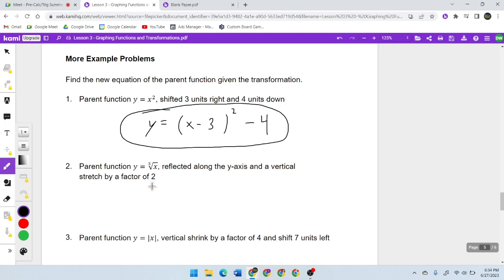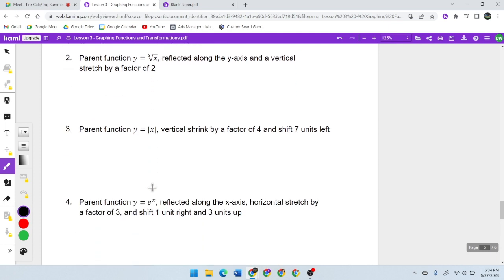Next one, the parent function is the cube root of x, and we want it reflected along the y-axis and a vertical stretch by a factor of 2. So first, reflected along the y-axis. Remember, that means it's touching the x. Y-axis means touching the x. So when I do that, it's going to be y equals the cube root of negative x, because it has to be touching the x, and then it's a vertical stretch by a factor of 2.